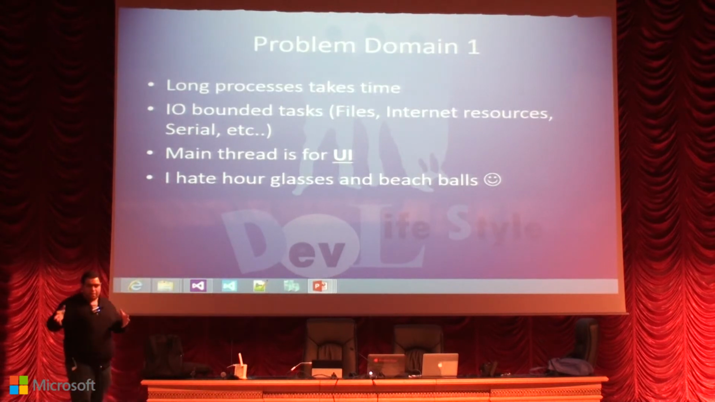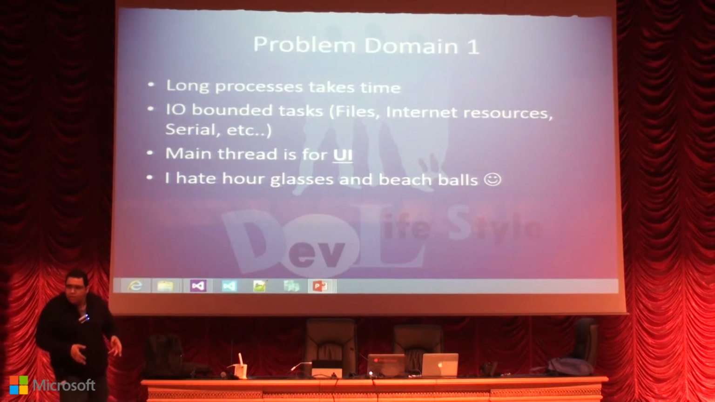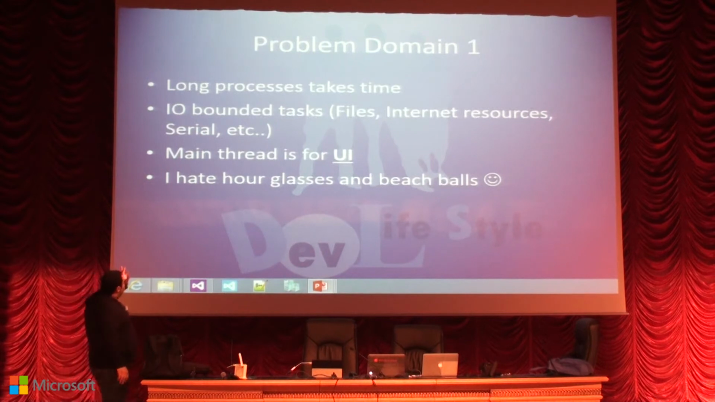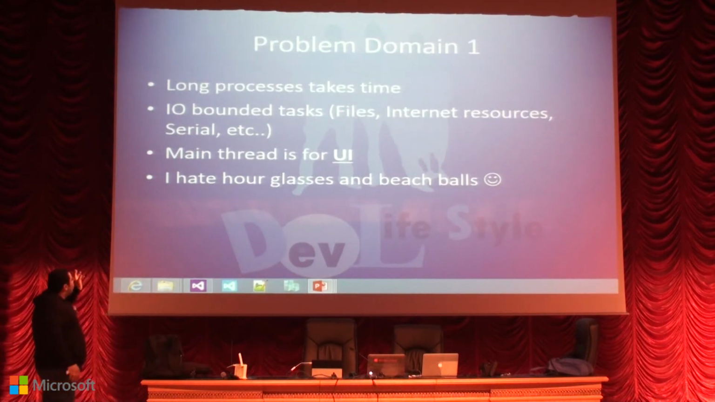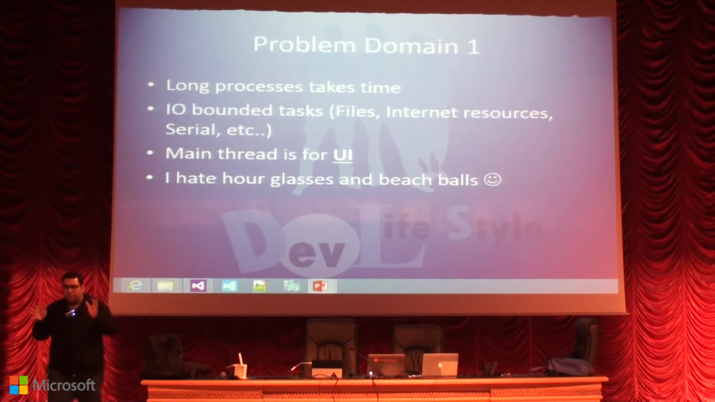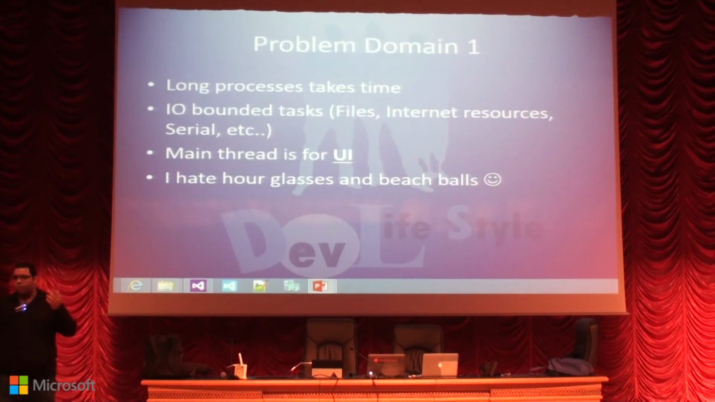Long processes do take time, okay? You are downloading something, interfacing with any input-output, getting some data from the serial port, reaching for a file or a resource on the network. This includes mostly all I/O-bound tasks: files, internet, serial. We have the main thread. This main thread is responsible for your main loop. This main loop refreshes your user interface, gets your feedback, like the clicks on the buttons.